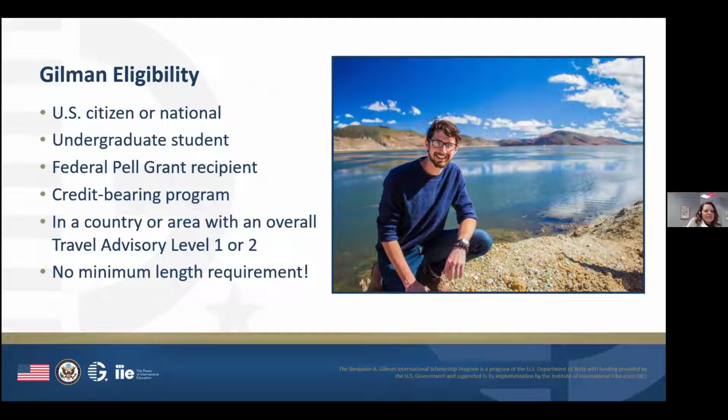So to receive a Gilman scholarship, you must be a US citizen, undergraduate student, a federal Pell Grant recipient at the time that one goes abroad, and it must be a credit-bearing program, as I mentioned before. And just noting again, there used to be a minimum length requirement, but that is no longer. So that's important to note. Next slide, please.